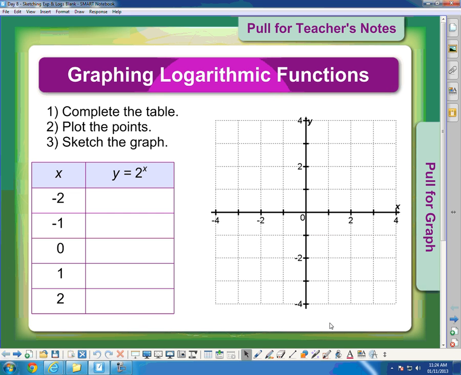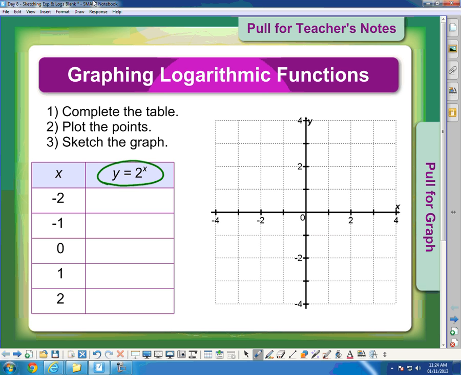As I said, we are going to graph logarithmic functions, but there's a big connection between logarithmic functions and exponential functions. So we're going to start by graphing an exponential function. The graph we're going to sketch is y equals 2 to the power of x. We're going to do it by a table of values, and we would have seen this last year in grade 11, but let's remind ourselves of what it looks like.